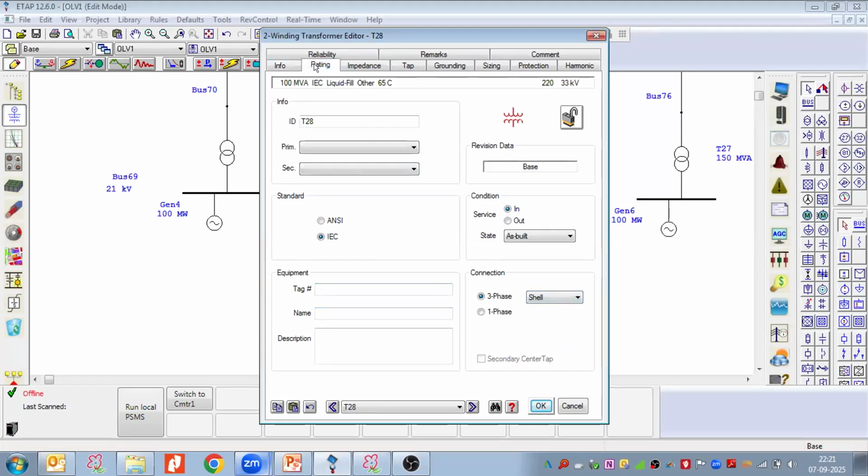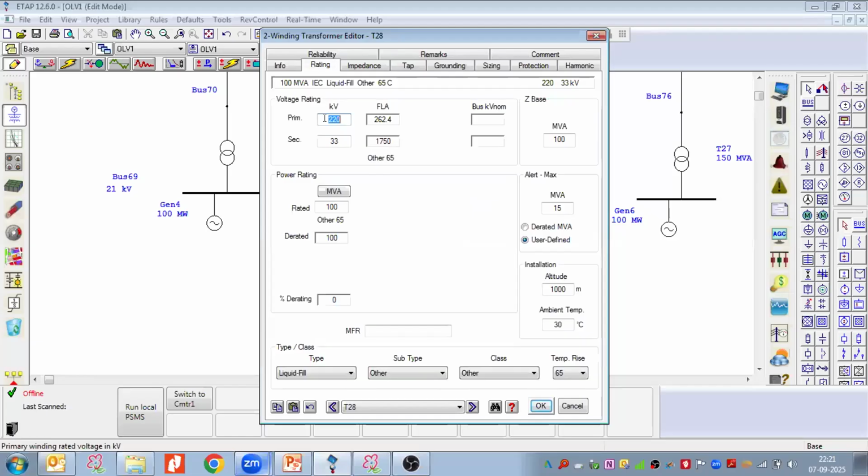Then go to the Rating page. In the Rating page, you need to mention my transformer's primary voltage, secondary voltage, and then MVA. And then the maximum rating also we can mention here.